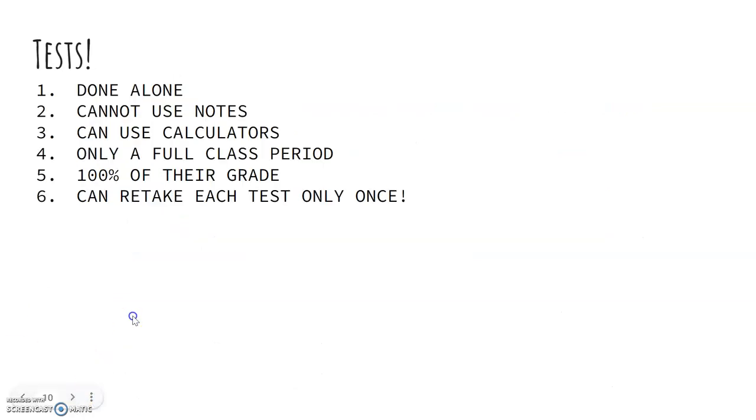Tests, these are done in class alone. Your students cannot use their notes, but they can use a calculator. They only get a full class period, no extra time. And these tests are 100% of your student's grade. They are broken up by levels, and your student can retake each test only once.